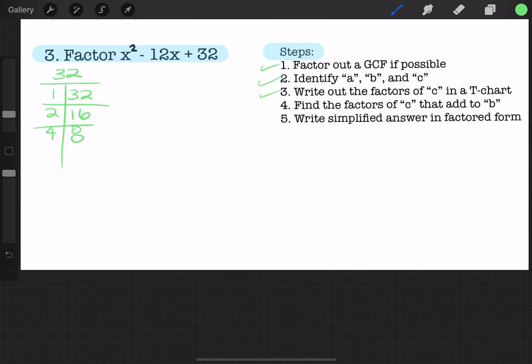Okay, to multiply to positive 32, but then add to negative 12, that tells me that both of the factors are going to be negative. So let's just go ahead and make them both negative and see which one adds to negative 12. Doing some mental math here, the only one that's going to work is negative 4 and negative 8. So then our simplified answer is x minus 4 times x minus 8. And there you go.